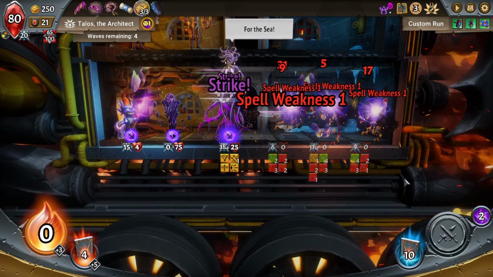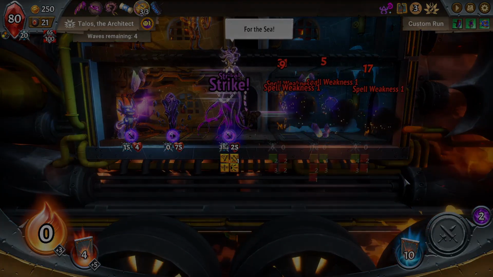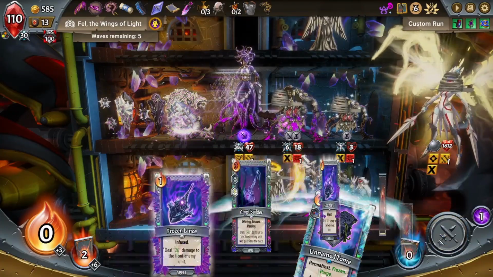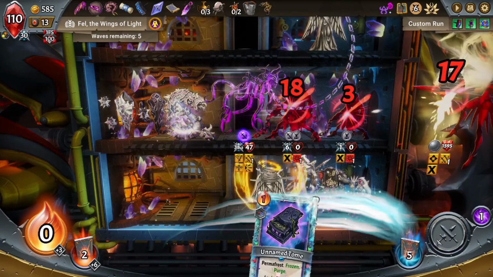Each time a unit takes damage, you'll also notice that it gets applied a spell weakness. So the first unit got 2 spell weakness, and the backline units both got 1 spell weakness. In this clip, I'm just using it to show the ordering of sweep and trample.